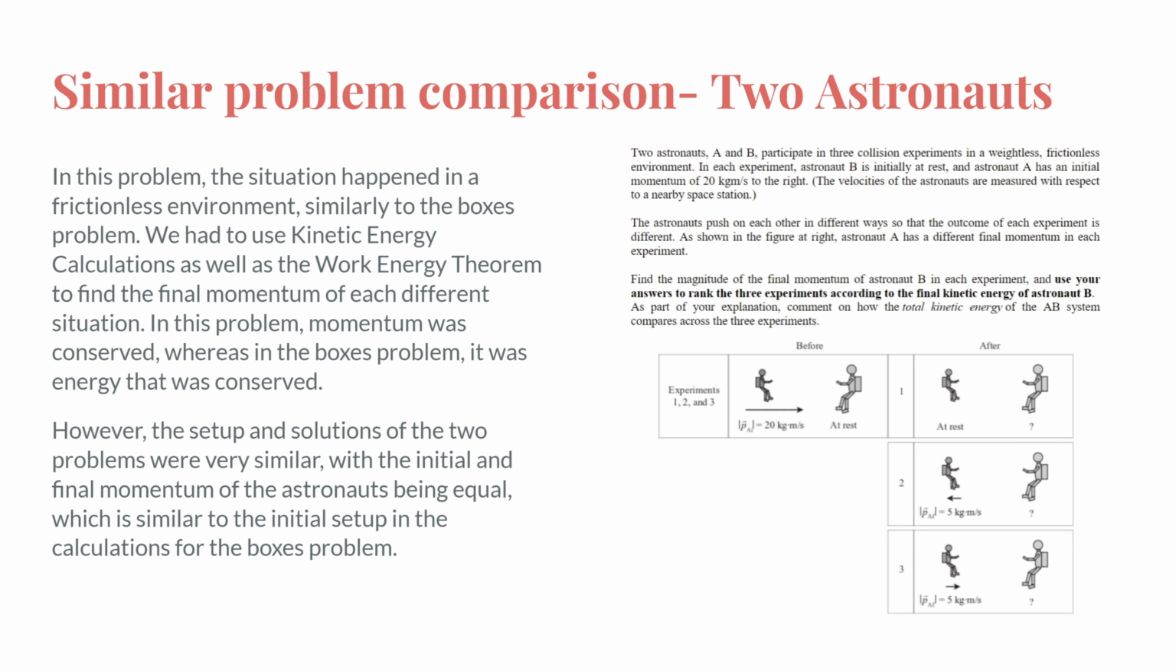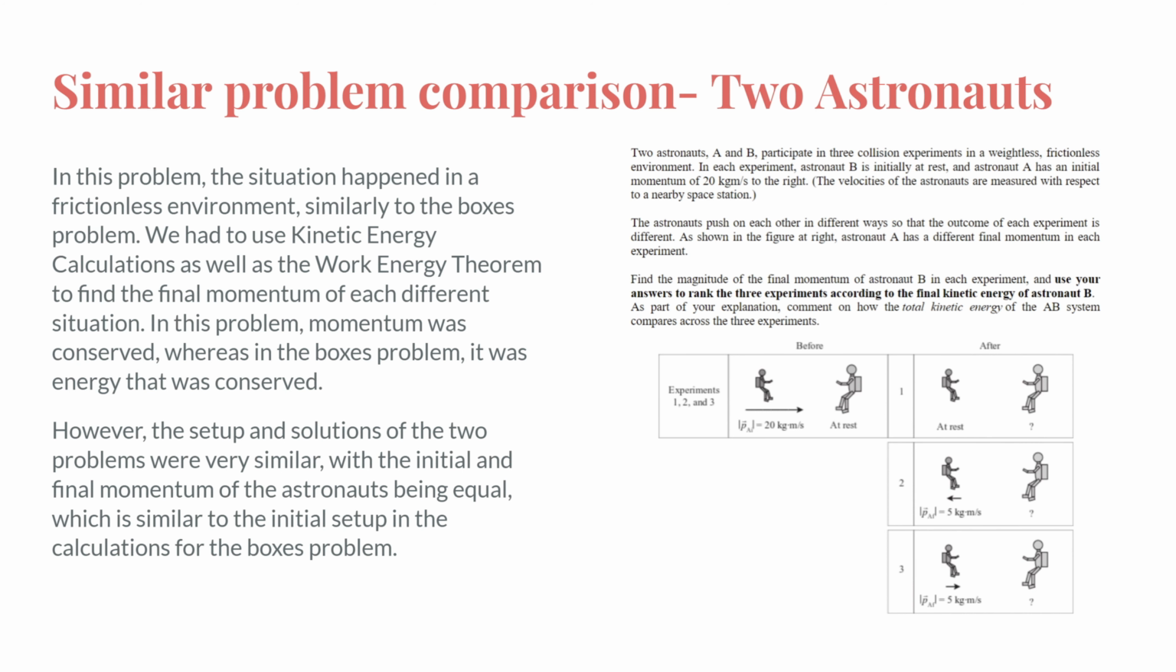For the similar problem comparison, we compared our problem to the two astronaut problem. In the two astronaut problem, there are astronauts A and B. Before, astronaut A is going 20 kilograms per meter per second towards astronaut B. This results with three different outcomes that we have to calculate.